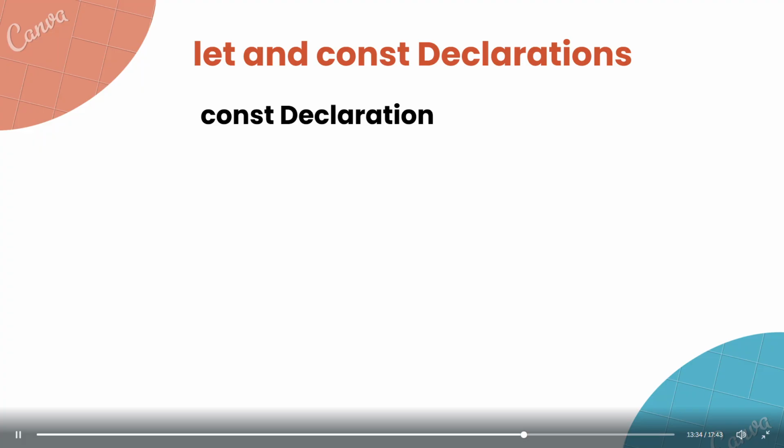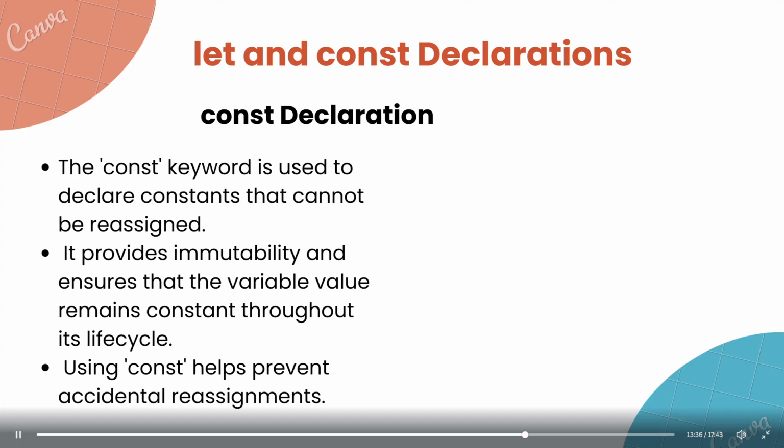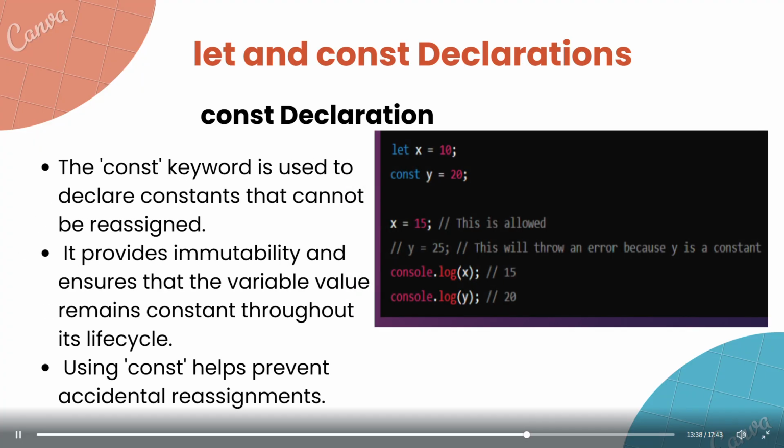Const declaration. The const keyword is used to declare constants that cannot be reassigned. It provides immutability and ensures that the variable value remains constant throughout its life cycle. Using const helps prevent accidental reassignments.